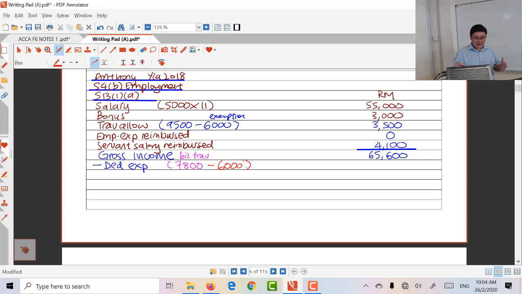Now, you probably say, why? I mean, what's that 6,000? Now, the 6,000 is taken off because the government says that I've given you an exemption of 6,000. So when it comes to deduction, you will also take the 6,000 out so that you will not be able to claim on that same amount. That was the whole idea.